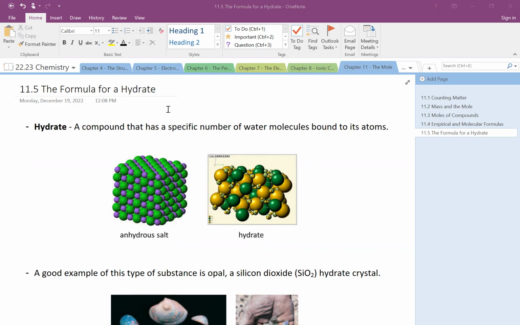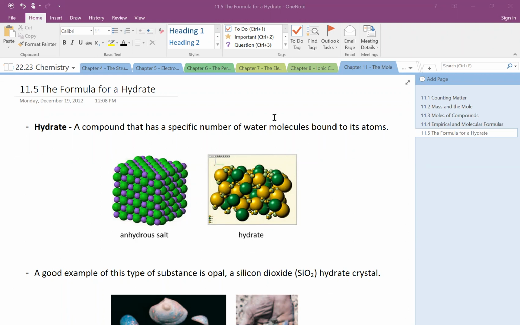So hydrates are a specific type of chemical that we haven't talked about yet, though we have actually used a couple of them in lab. The definition of a hydrate is simply a compound that has a specific number of water molecules bound to its atoms. It is not dissolved. A hydrate is actually a solid substance that has water embedded into its structure.